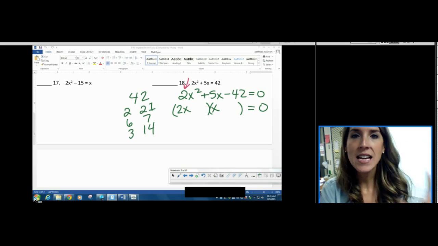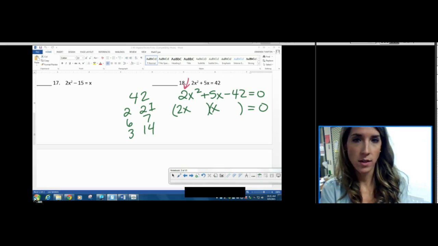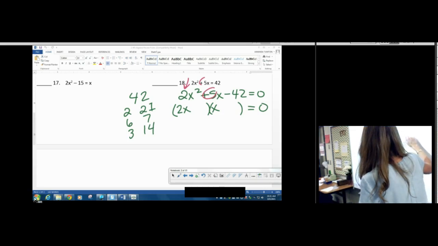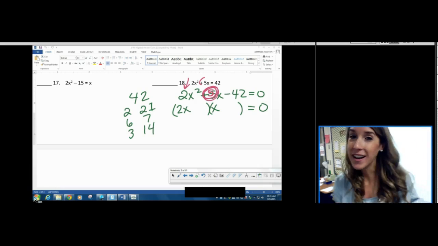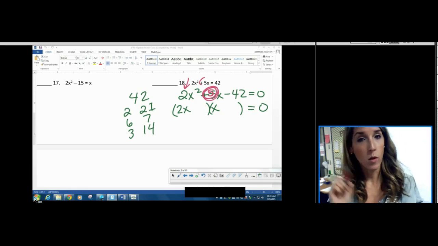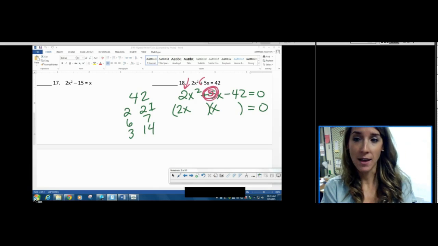Now, the kicker here is that this problem has what's called a leading coefficient. It has a number in front of the x squared other than 1. That throws things off. So, we're going to use our pairs underneath the 42, and our goal is to make a 5. Well, I'll circle this one. Our goal is to make a 5. But the trick is, the kicker is you get to double one of them. So you get to double one of those numbers, and together with his or her pair, you need to be able to make a 5.